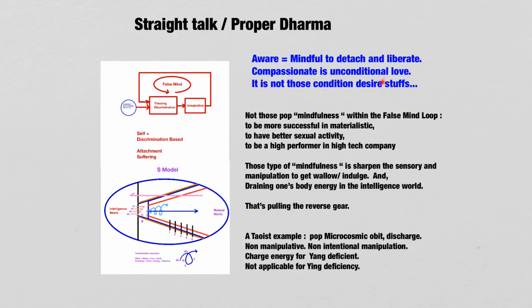Okay, so compassion is not that conditioned desire stuff. If you look at the Surangama Sutra again, between romance love, one guy loving another guy, or one woman loving another woman, or one man loving a woman, all those desire things are not the compassionate, unconditional love. Okay, per Surangama.